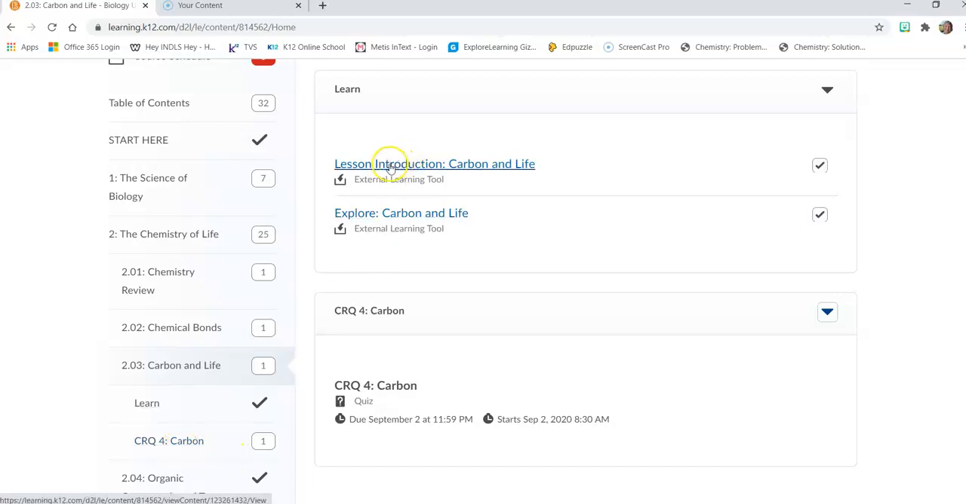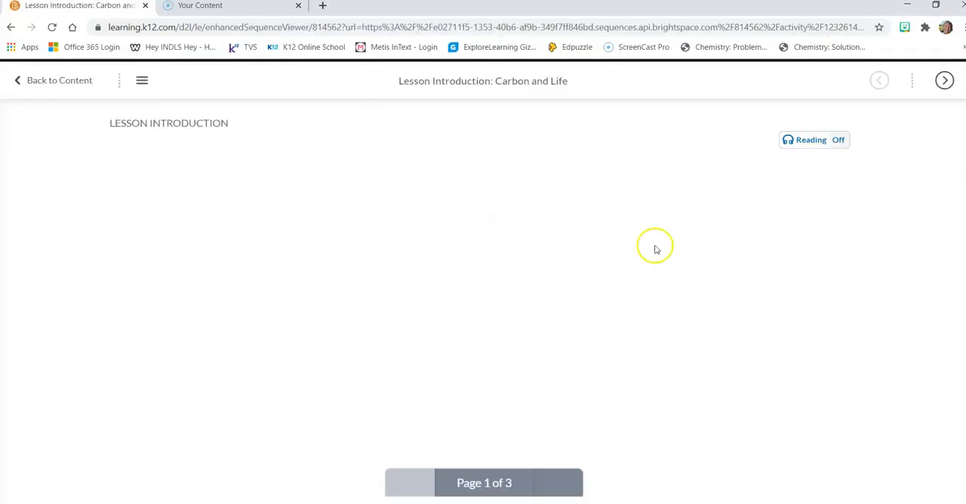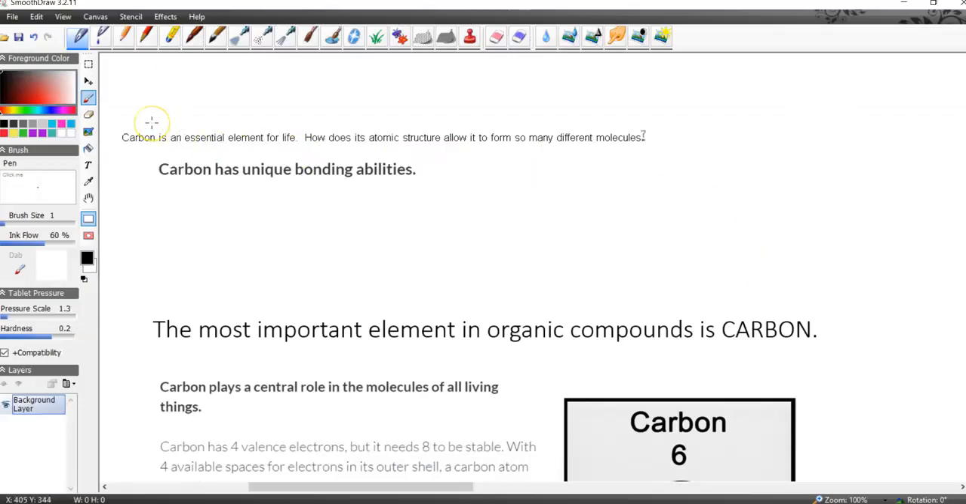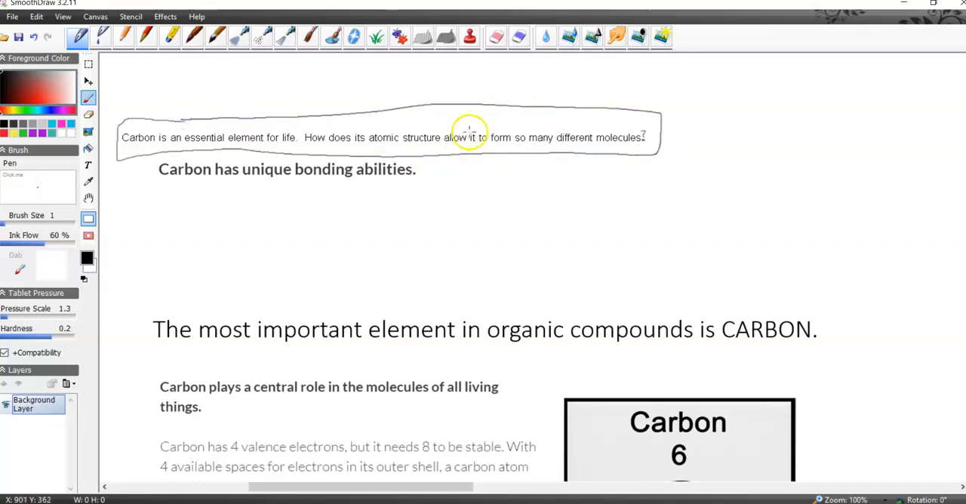But hopefully you already read the lesson introduction, Carbon and Life, and you already read through the Explore section. But I'm going to go ahead and give you a heads up about our CRQ today. The CRQ that we're going to do is right here. I'll put a box around it. It says carbon is an essential element for life. How does its atomic structure allow it to form so many different molecules? So there's the actual question.